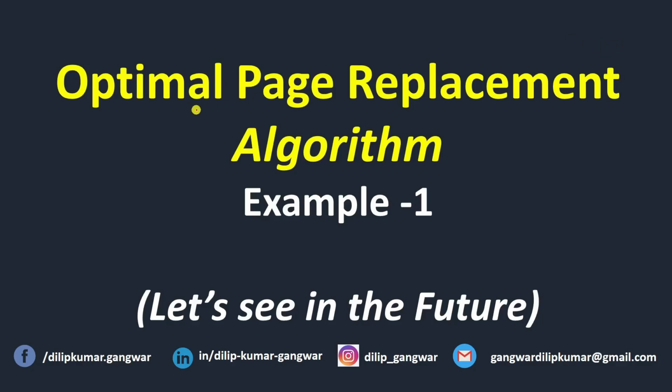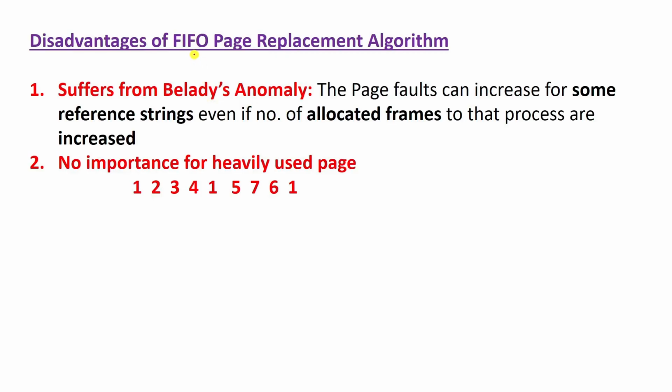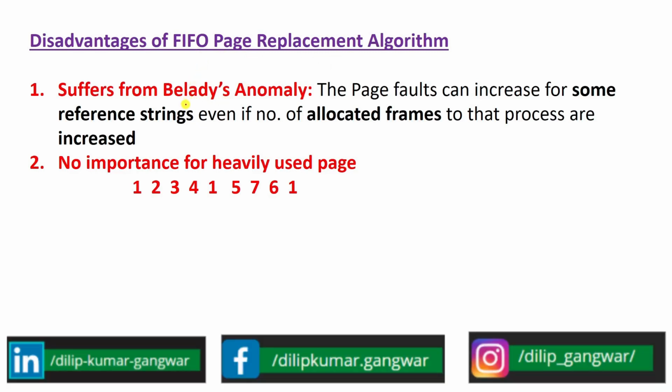So let's start and understand what this optimal page replacement algorithm is with the help of an example. In the previous video, when we discussed the FIFO page replacement algorithm, we discussed the problem in it. The problem was FIFO suffers from Belady's anomaly. Anomaly means unusual behavior. So what is that unusual behavior?